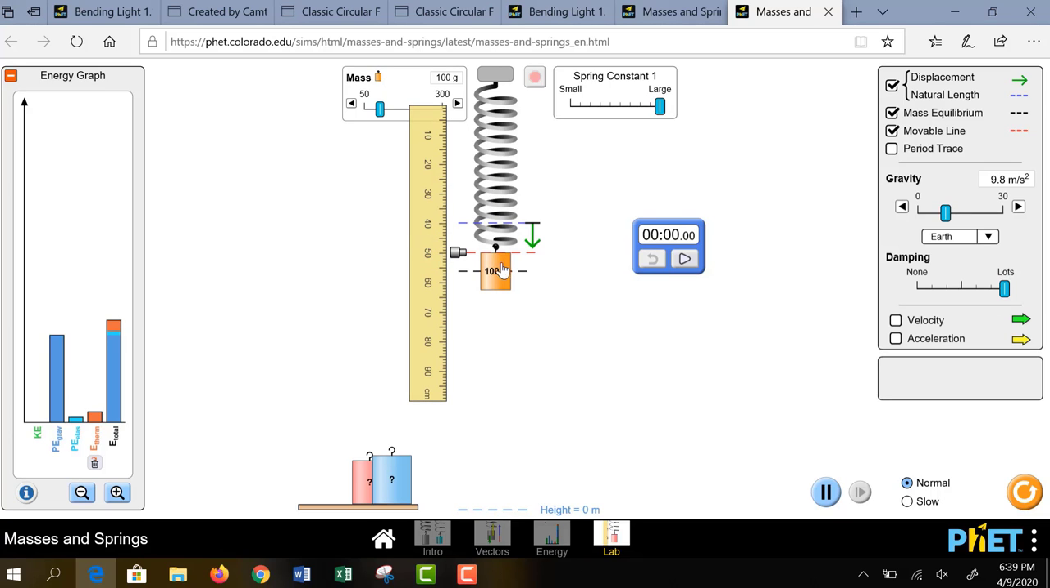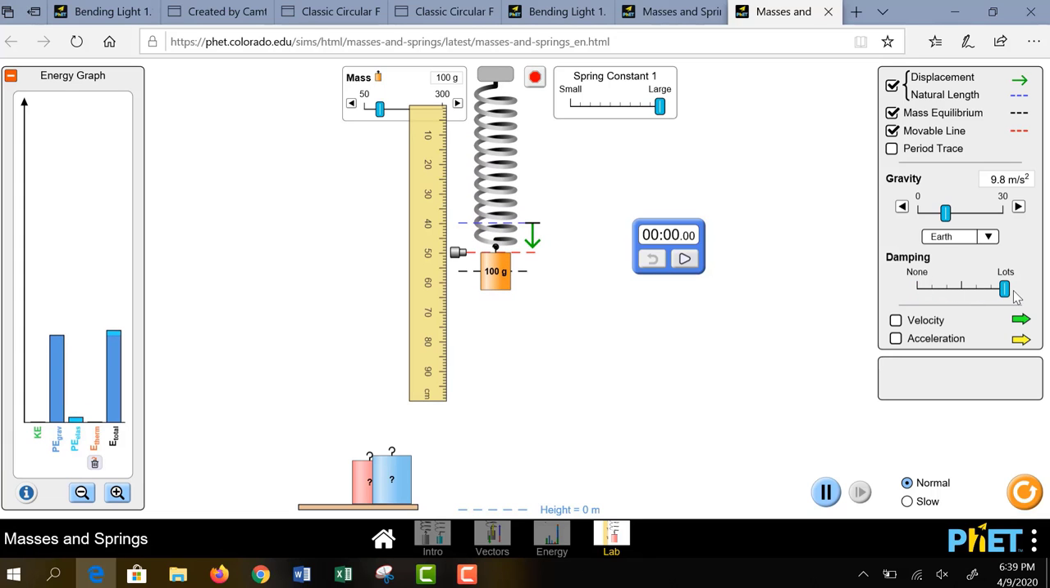You want to take the mass and displace it from equilibrium and let it go. We want to do this with no damping though, because we want it to move around. So none. I'm going to take this mass, displace it about 10 centimeters from equilibrium. So that's about there, I would say. That's about at 60 centimeters. Now if you want, you can make it a little more precise. Oops. See, it's moving because there's no damping.